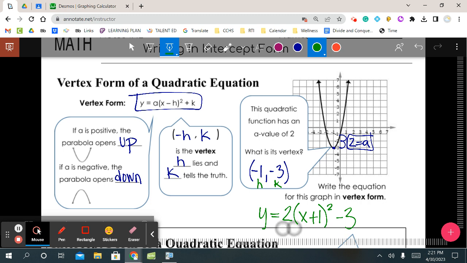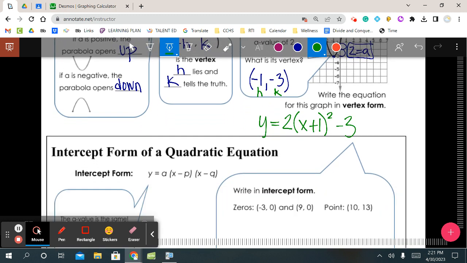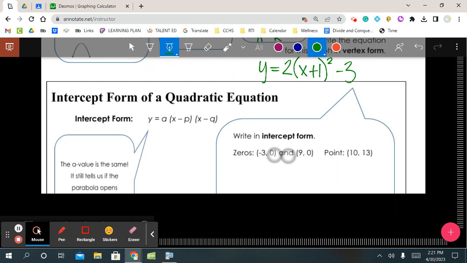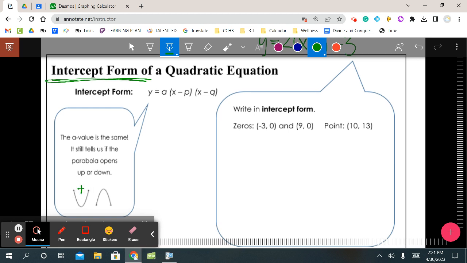So the next thing we're going to do is talk about intercept form, which is kind of similar. With vertex form, you need your vertex. With intercept form, you need your intercepts. So the a value, again, is going to be in the front. That tells us whether our parabola opens up or down, whether it's positive or negative, and it also is going to stretch and compress it. With intercept form, you are going to need your x-intercepts, and you're going to need a point.